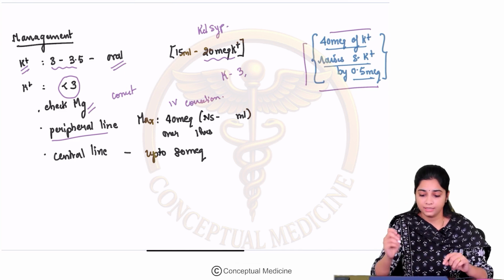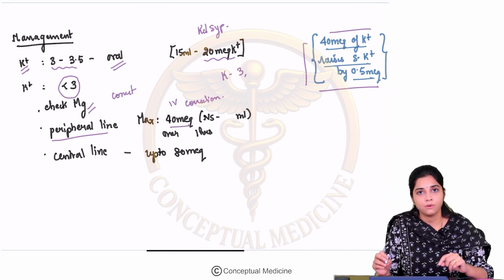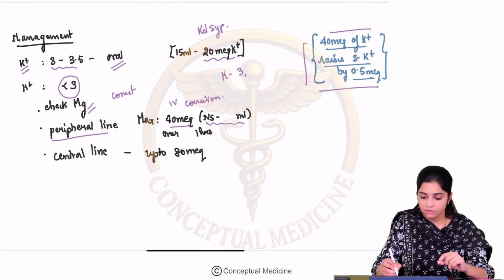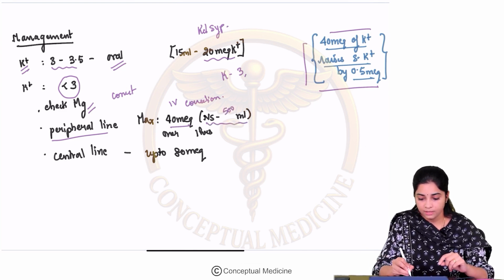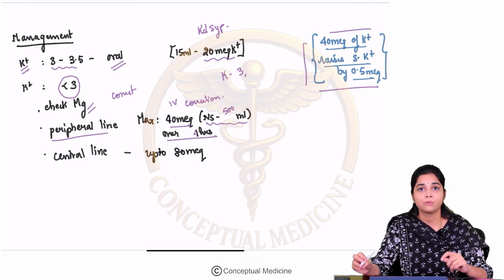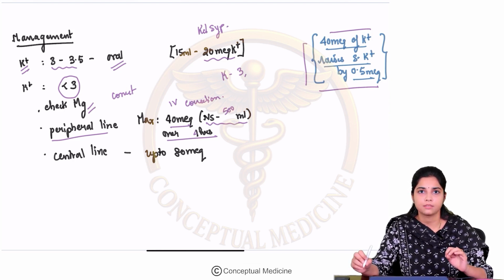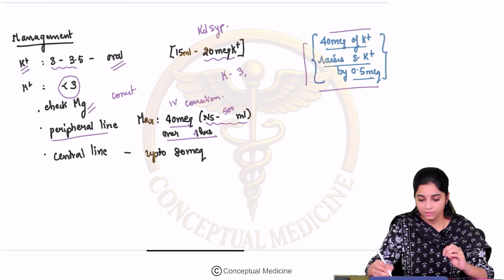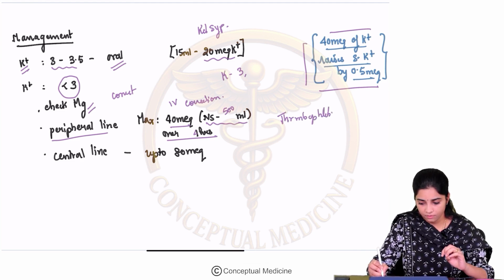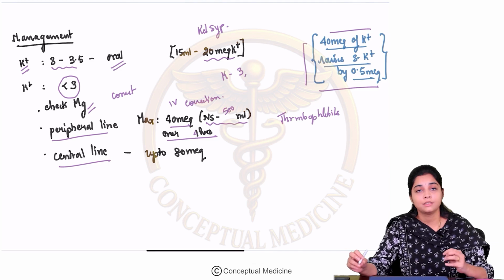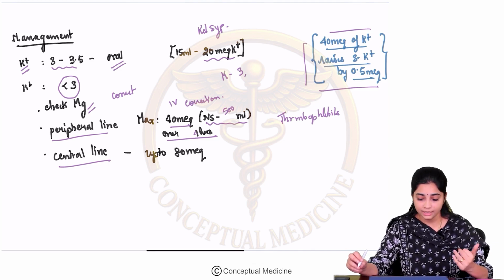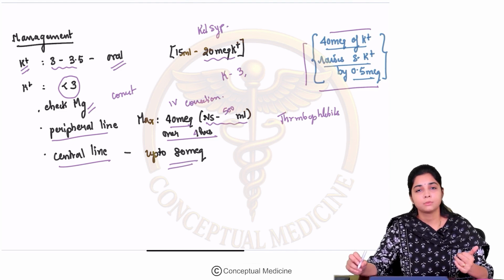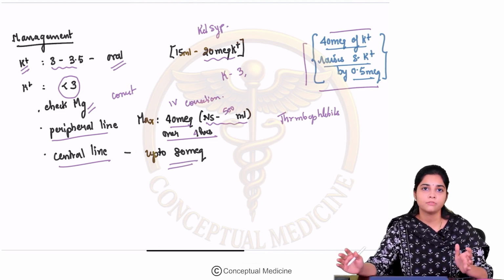So through a peripheral line, the maximum dose is 40 milliequivalents of KCl. This is dissolved in 500 ml of NS and it is given over around 4 to 6 hours. You will have to give the potassium very slowly because of the risk of arrhythmias. Okay. And the maximum dose that you can give through a peripheral IV line is only 40 milliequivalents because of the risk of thrombophlebitis. Okay. If you are giving in an ICU setup through a central line, then you can go up to 80 milliequivalents at one shot, but you will have to give it over 4 to 6 hours.